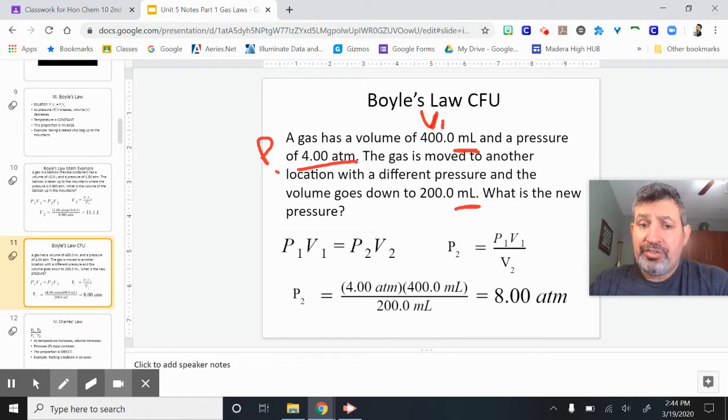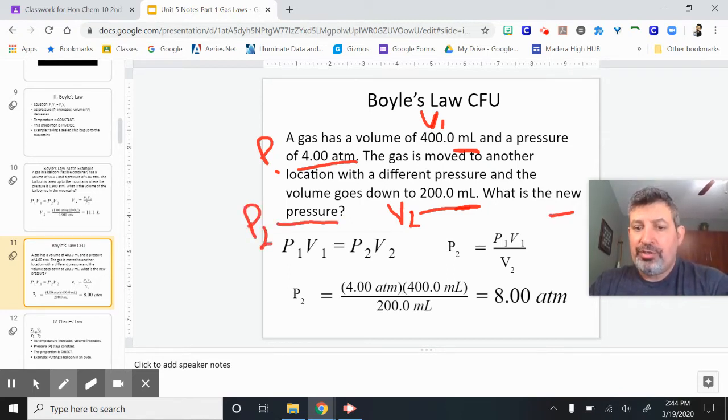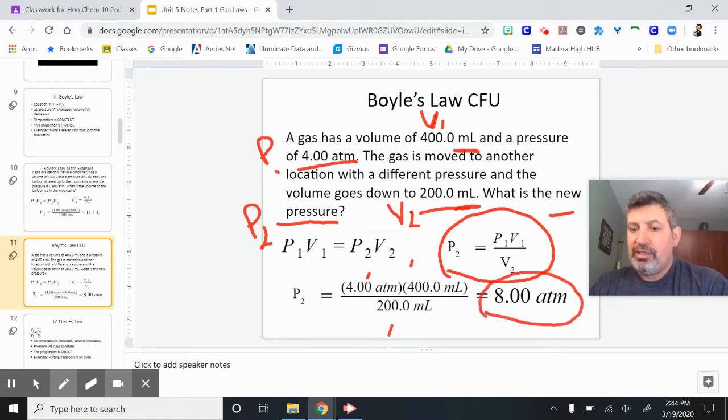We go down here and it says the gas is moved to another location with a different pressure and the volume goes down to 200 milliliters. So that's going to be V2. It's asking what is the new pressure, and the new pressure in this case is P2. So we solve for P2, which you see here, and we again plug in the numbers. Go back up to your question, figure out where everything is and put it in its proper place. Do the math. 4 times 400 divided by 200 gives me 8 atm.